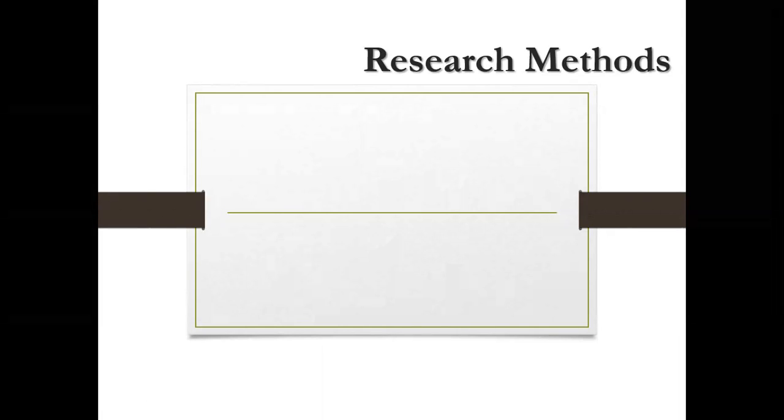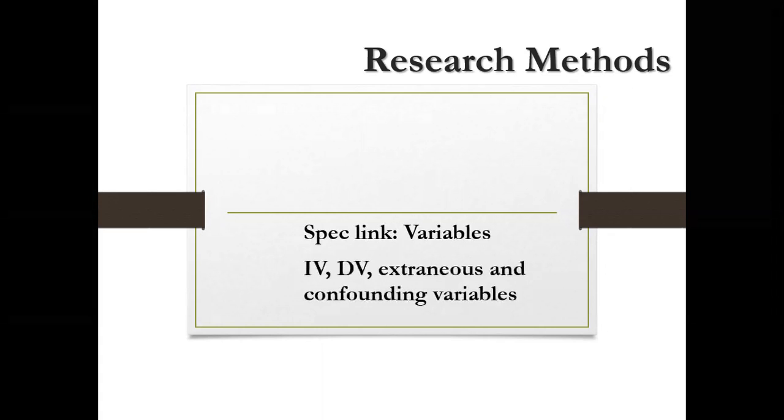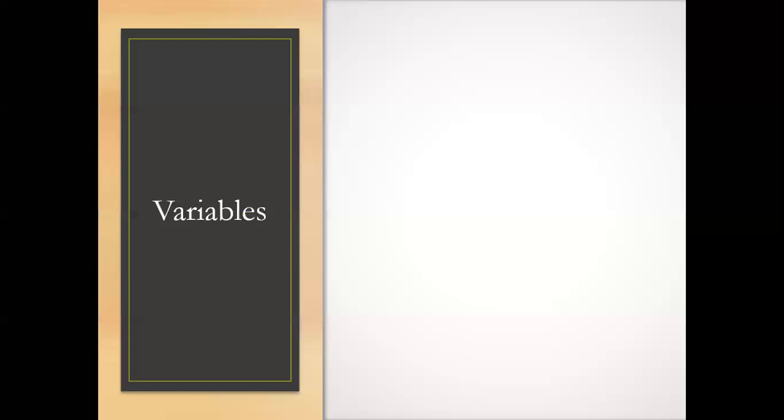Here we're doing a little bit of research methods. So remember, these notes that you make here will go into your research method section within your folder. And we're just going to have a look at variables. The variables that we're going to look at are the IV, the independent variable, the DV, the dependent variable, extraneous variables, and confounding variables. So this is you getting to know the type of variables that we will have in a piece of research.